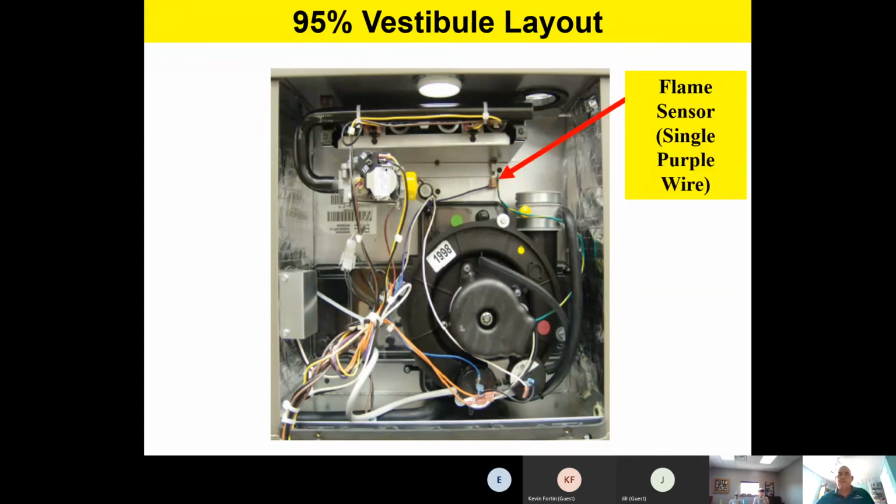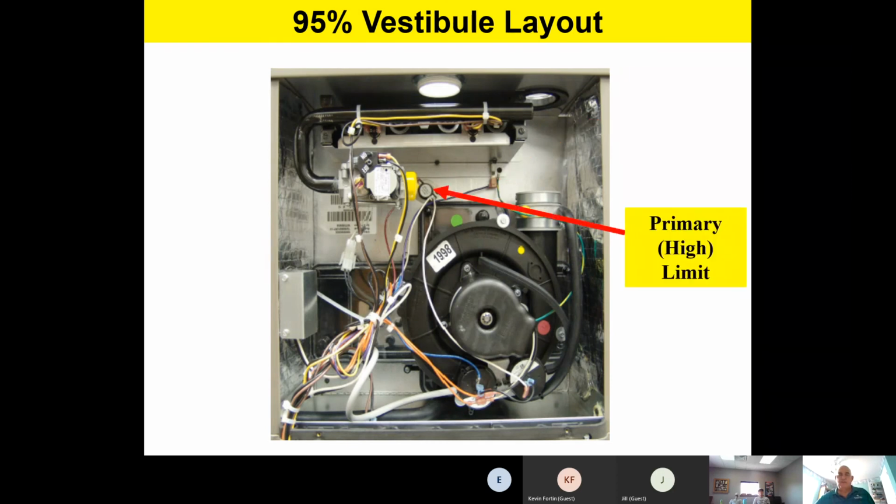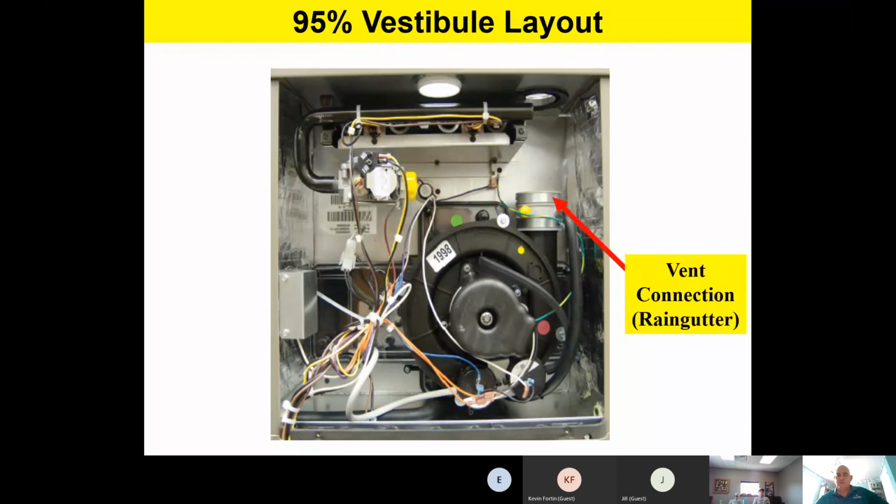Here we have our flame sensor, and again, across all of our furnace line, it's easy to identify the flame sensor. It's the only component that's got the single purple wire going to it. There's our primary high limit. Again, that's going to be sensing the air temperature.